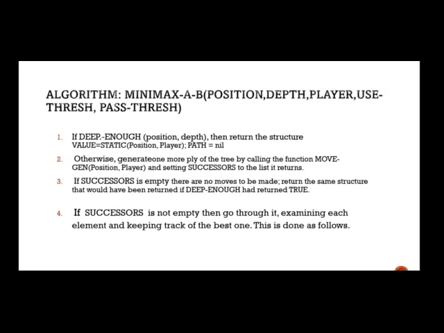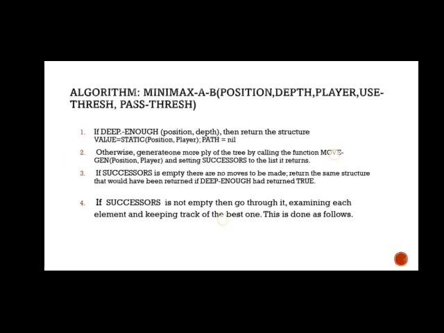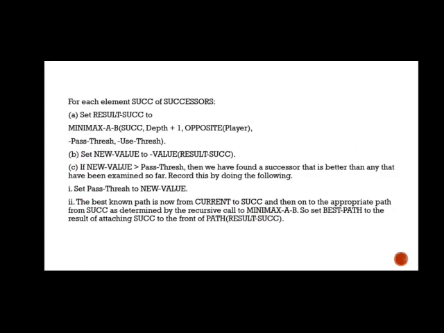So here we have the following steps to be followed. For each element, to find the successors, in the first step, set the result of SUCC to the function as MINIMAX-AB, and SUCC, comma, Depth plus 1, comma, the opposite player is given, and also their Pass-Thresh and Use-Thresh values are given. In the next step, set the new value to the value of result of SUCC.